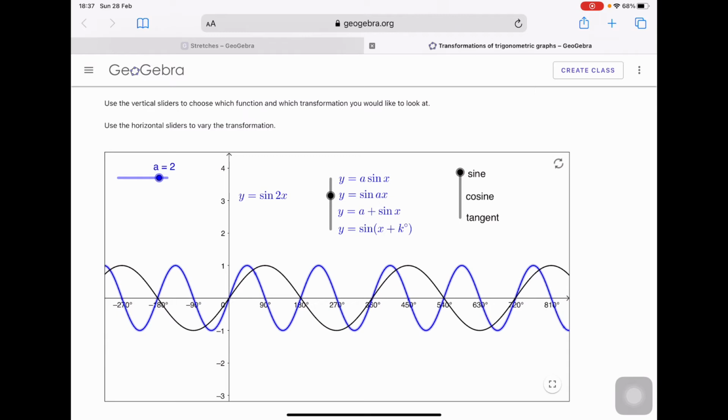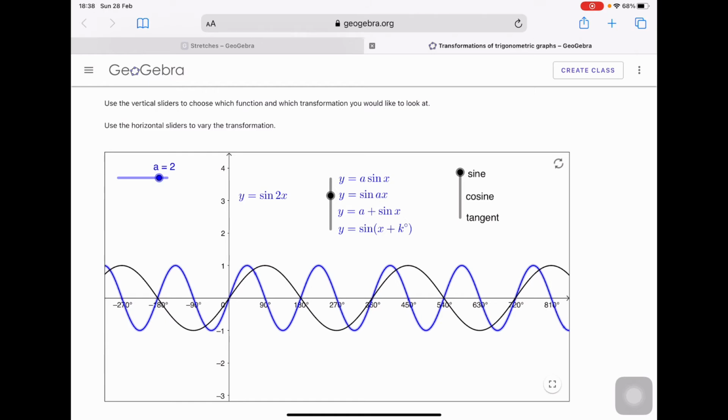Where we had 360, 0, the new coordinates are 180. So now this blue curve is also periodic, but the period has also been halved.